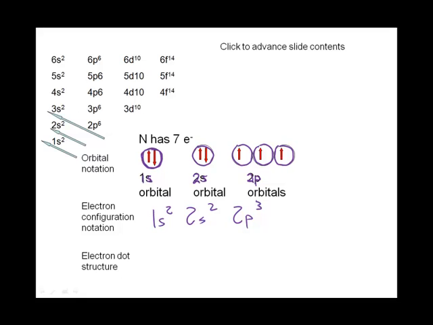And in our dot structure, we're going to put the electrons in the highest energy level. And so in our dot structure, we're going to put nitrogen and 1, 2, 3, 4, 5 valence electrons. Do you see why these valence electrons are by themselves?